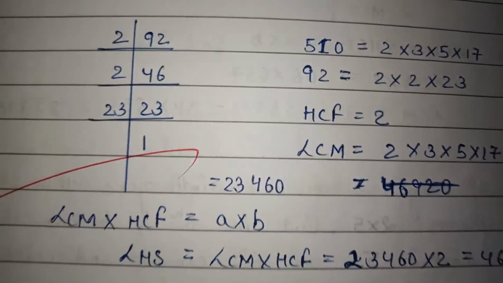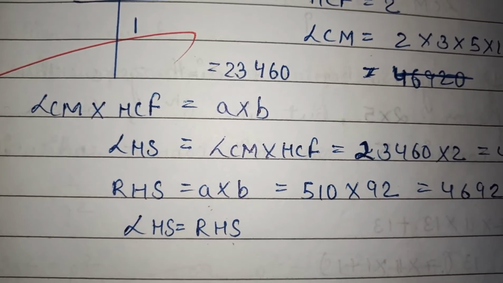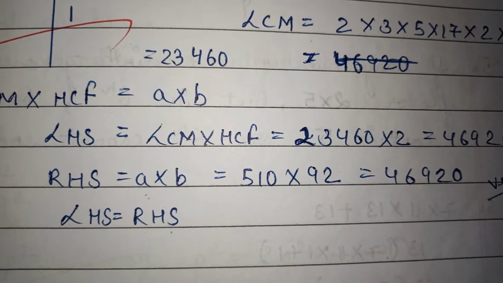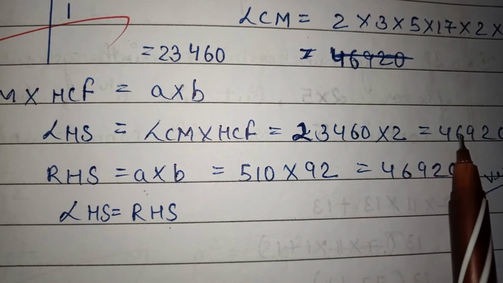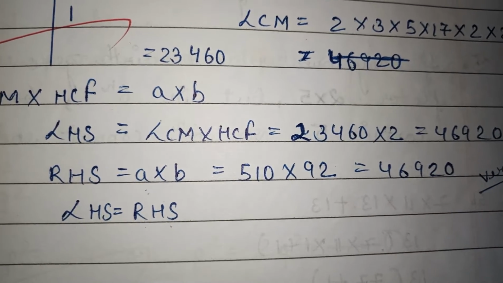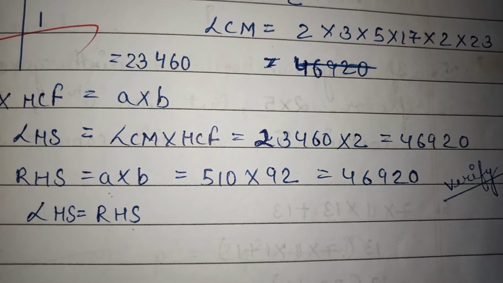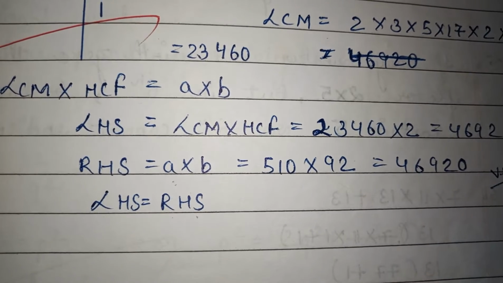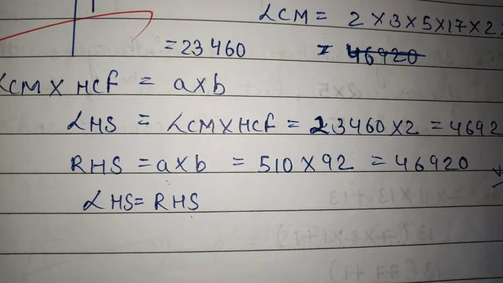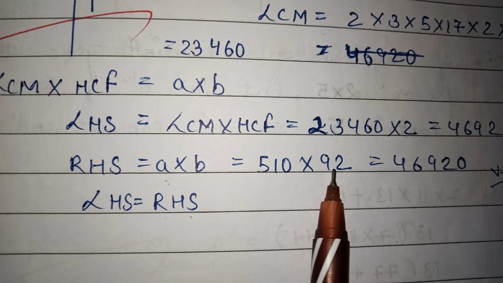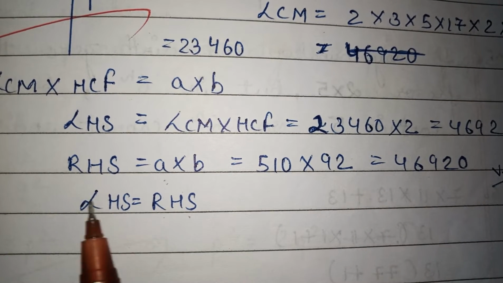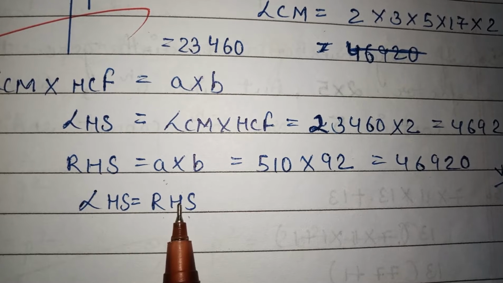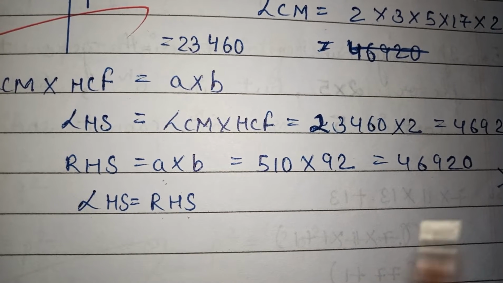Now I have to find the product of LCM and SCF, that will be 23,460 into 2, which will come out to be 46,920. Similarly, I will find the product of these two numbers, that is 510 into 92, which will come out to be 46,920. Hence, both LHS and RHS are equal. Hence, my question is proved.